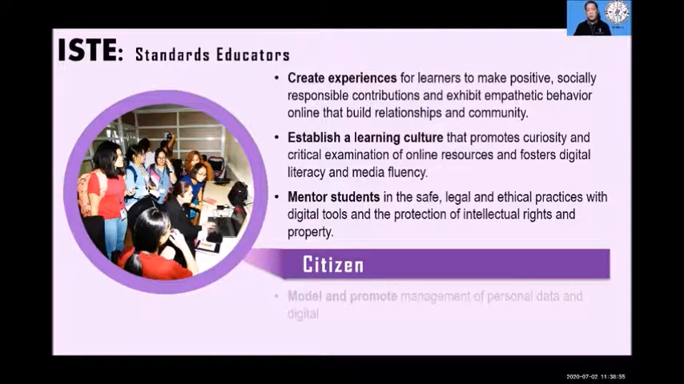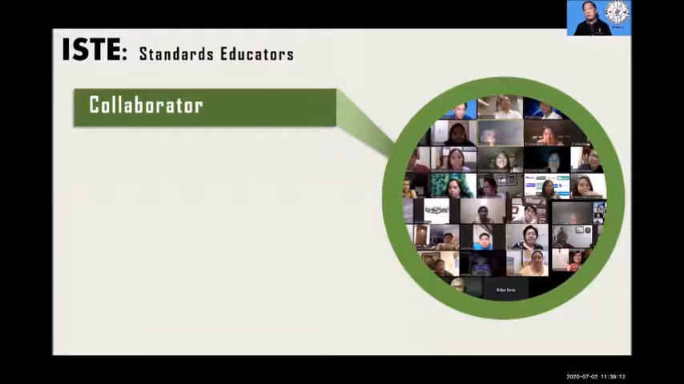And of course, we have to model and promote management of personal data and digital data, both in the context. How do we safeguard them? So we model this particular situation. Now let's go to what we can do and what methodology or technology we can use.